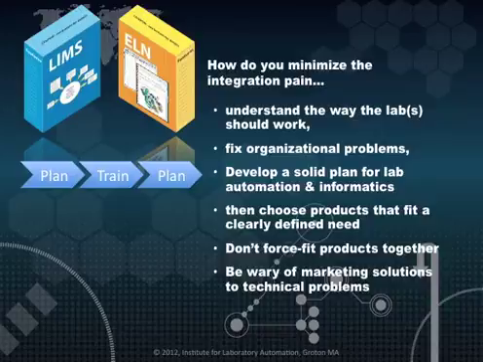The problems that can result from the implementation of laboratory informatics systems and integration can be reduced by making sure that we understand the way labs should work, fix organizational problems before software is implemented, develop a solid plan for informatics usage, and choose products that clearly fit a defined need. Planning is essential, and before you purchase a product, people need to go to training to learn how to use it. This can be expensive, but during training you have an opportunity to learn more about a product, possibly finding benefits that you weren't aware of or weaknesses, and be better informed and prepared to complete the planning process.